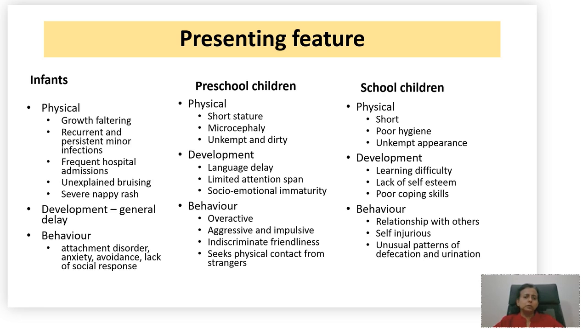Behavior problems can also be seen in infants as attachment problems, anxiety, avoidance, and lack of social response. Preschool and school children also have physical problems, developmental problems, and behavior problems. In school children, you will see more learning issues with poor coping skills and poor self-esteem. Whereas in preschool, you will see loss of attention, language problems, emotional immaturity, and so on. In behavior, in the early preschool age they are more overactive and aggressive, but when they go to school, they become self-injurious and relationships with others are affected.